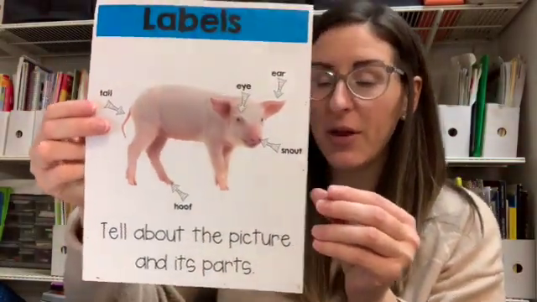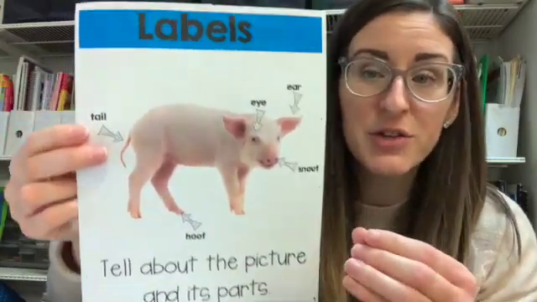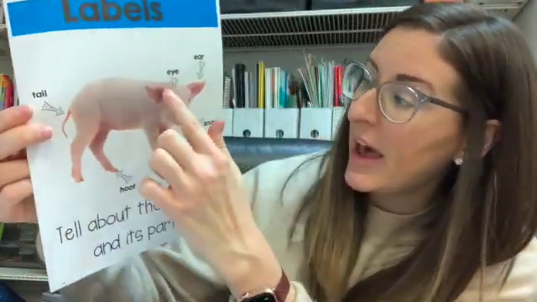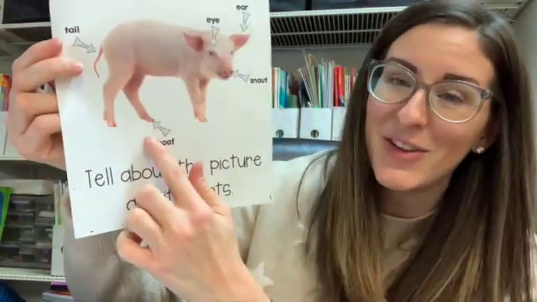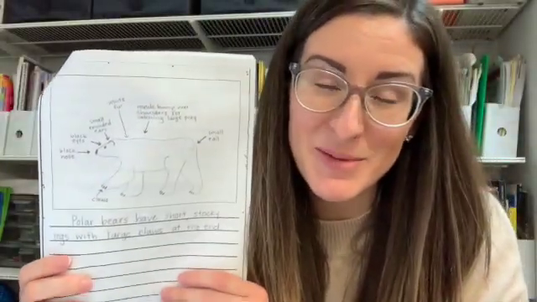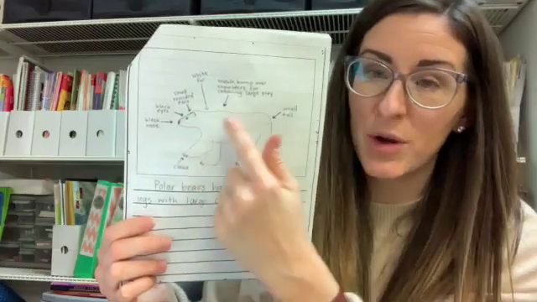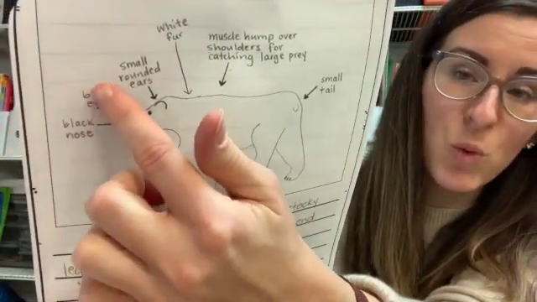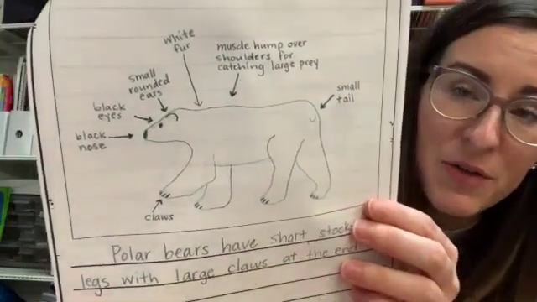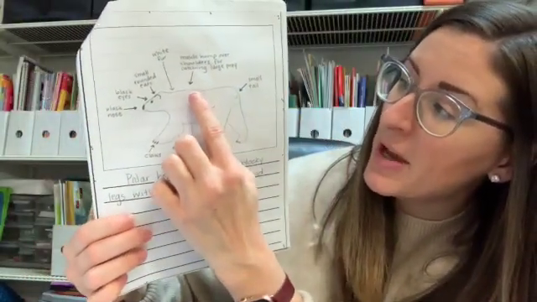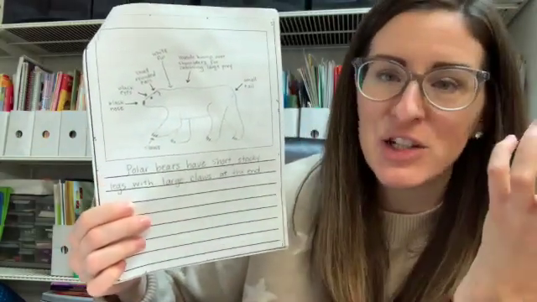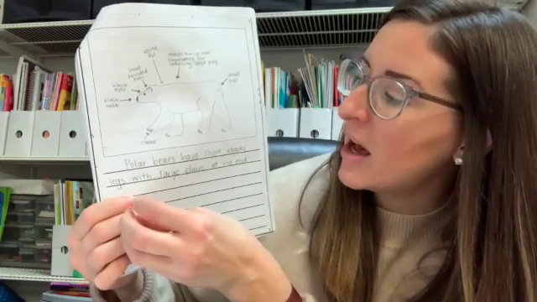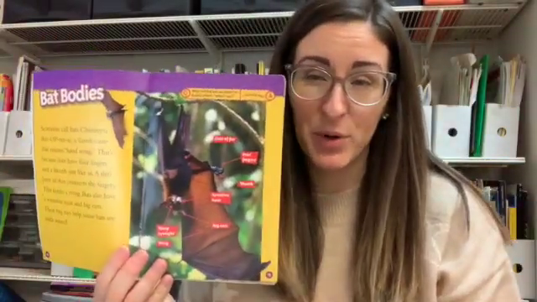A label tells about the picture and its parts. So this example has the pig, and then it has arrows pointing to the different body parts. So we have the snout, the eye, the ear, the tail, and the hoof. You might remember that I did this in my polar bear book when I wrote this page where I drew the polar bear, and then I added words and arrows pointing to the different parts of the polar bear, like the fact that it has a muscle hump over its shoulders for catching large prey. That big muscle helps them to catch the large prey that it eats. I'm pointing to its claws, things like that. And I just showed you this example in the Bat book too.